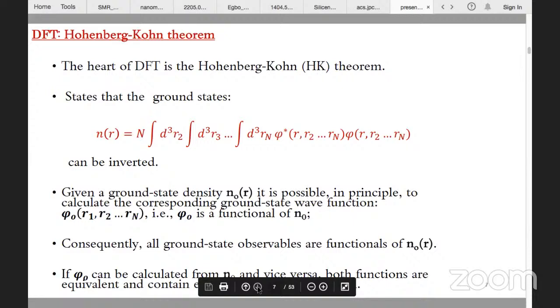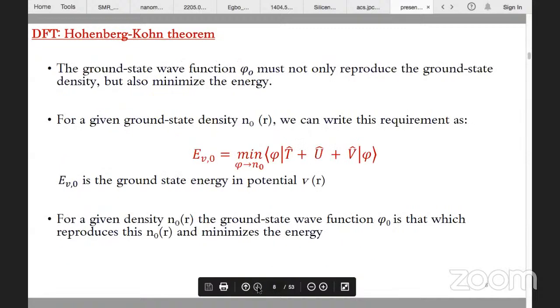And again, it says that all the ground state observables are functions of the ground state density. So instead of the electronic wave function, it makes the ground state density the main object when we, in principle, solve this Schrödinger equation. This ground state wave function must not only reproduce the ground state density, but it must also minimize the total energy of the system.